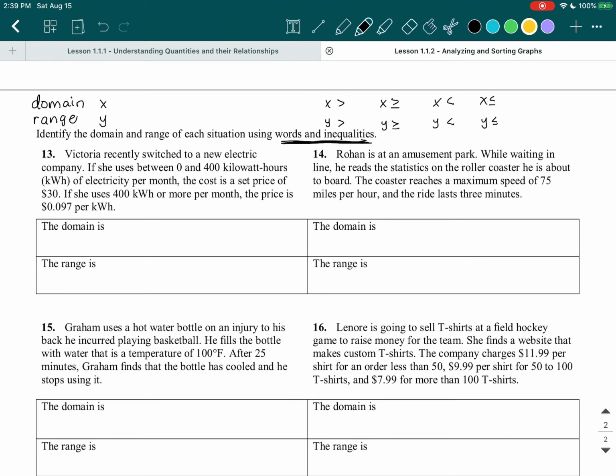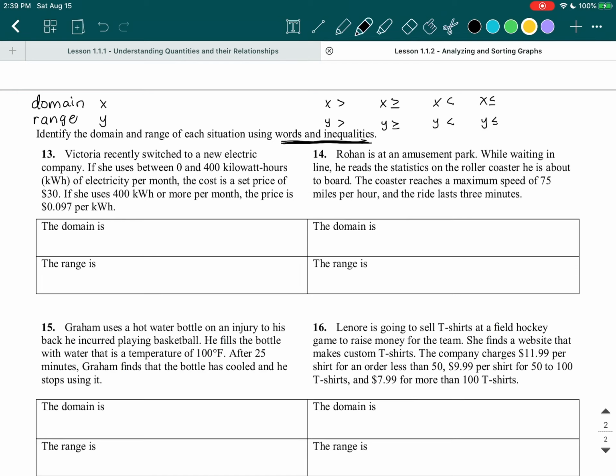Now, with that in mind, let's read the word problem. Victoria recently switched to a new electric company. If she uses between 0 and 400 kilowatt hours of electricity per month, the cost is a set price of $30. If she uses 400 kilowatt hours or more per month, the price is $0.097 per kilowatt hour. Okay, and now we have to use these words to find our domain.